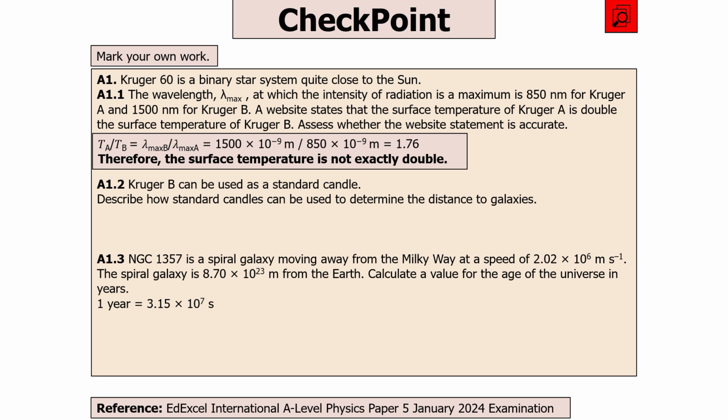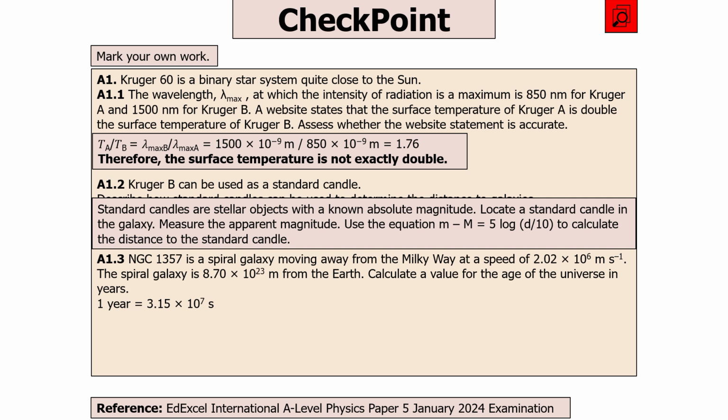Now you've got to be aware of the definition for a standard candle. Standard candles are stellar objects with a known absolute magnitude. So you locate a standard candle in your galaxy, measure the apparent magnitude, then use the equation small m minus big M equals 5 log d over 10 to calculate our distance, because we would know the absolute magnitude, capital M, so we can then work out what d is in the equation.